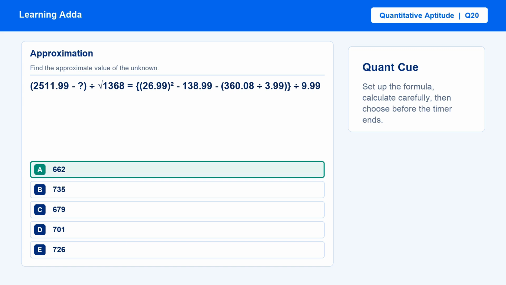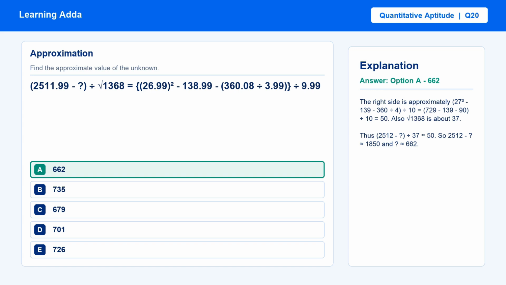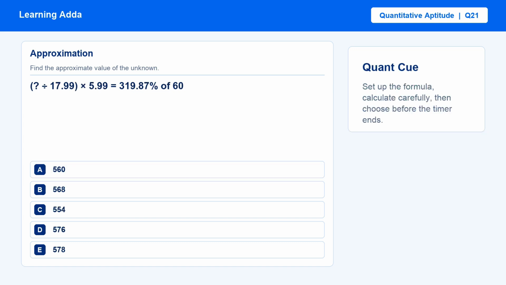The answer is option A, 662. The right side is approximately 27 squared minus 139 minus 360 divided by 4 divided by 10, which is equal to 729 minus 139 minus 90 divided by 10, which is equal to 50. Also, the square root of 1368 is about 37. Thus, 2512 minus the divided term is 3750, so 2512 minus 1850 is 662.